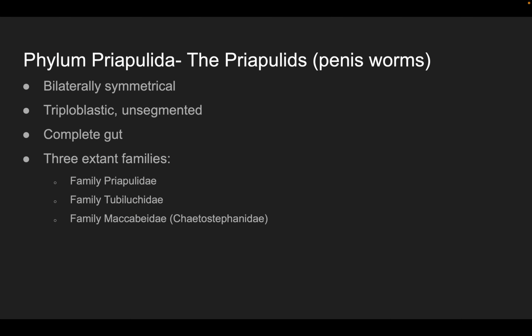So the phylum Priapulida is called penis worms. It's bilaterally symmetrical, triploblastic and unsegmented. It has a complete gut with three extant families.